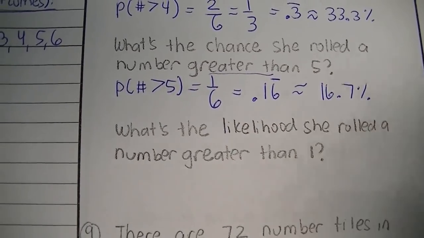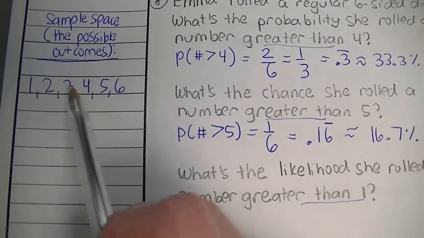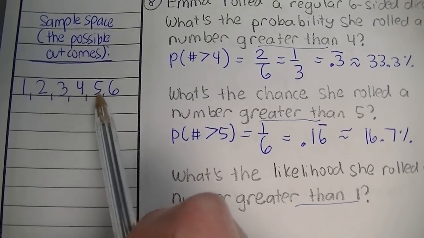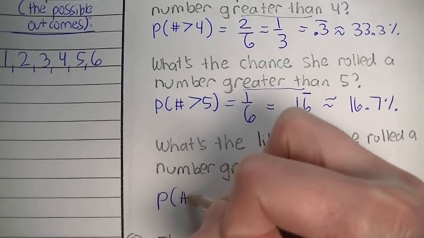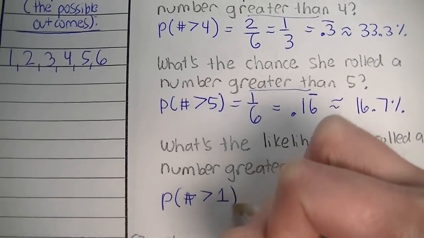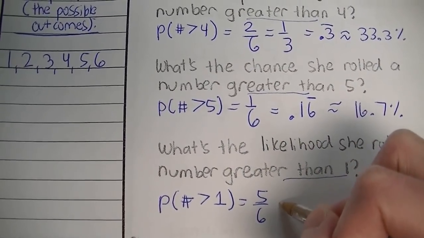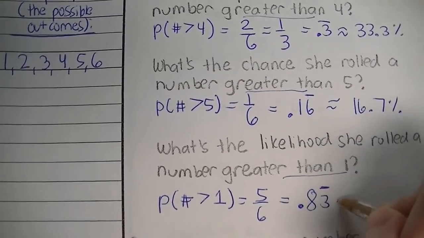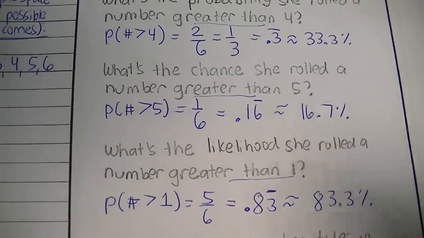What's the likelihood she rolled a number greater than 1? Here's my sample space. Are you greater than 1? Well, no. Are you? Yep. Yep, yep, yep, yep. So it's everything but 1. So the probability of a number greater than 1 is 5 out of 6. When I go 5 divided by 6 in my calculator, I get approximately 83 and 3/10 percent.